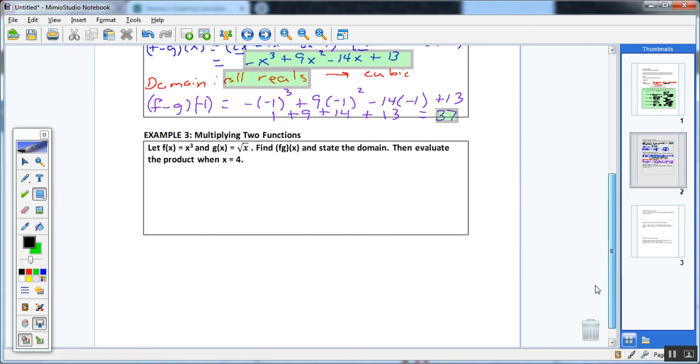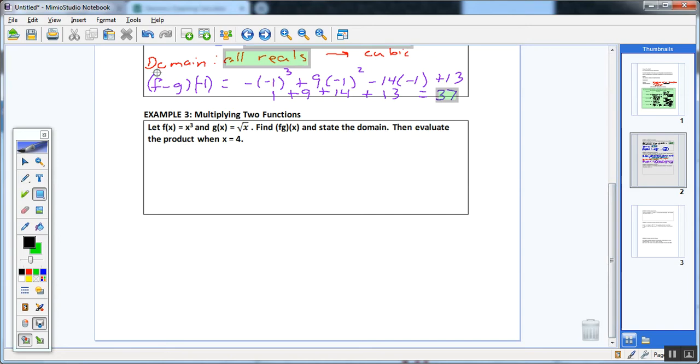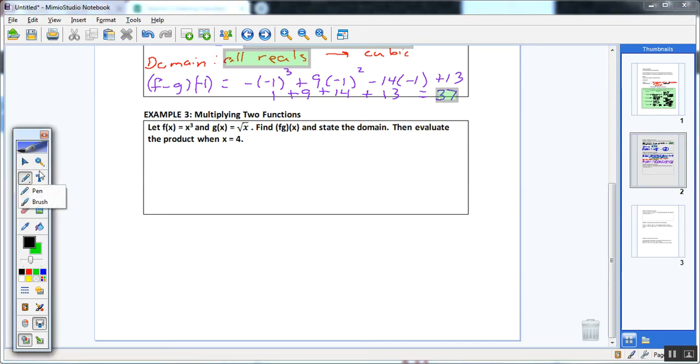Okay, example 3, kids, multiplying two functions. I love this right here. This is pretty simple. What's your function f of x, kids? X to the third. That's right, it is. So this is x to the third. What's g of x equal to? Find f times g.